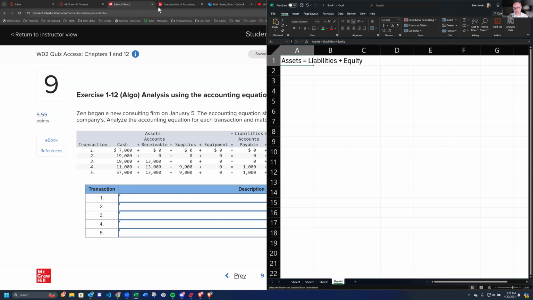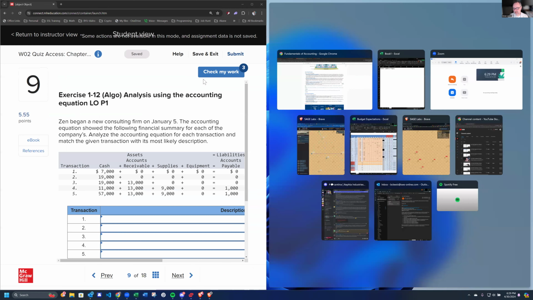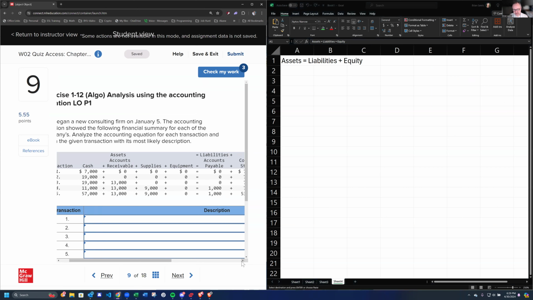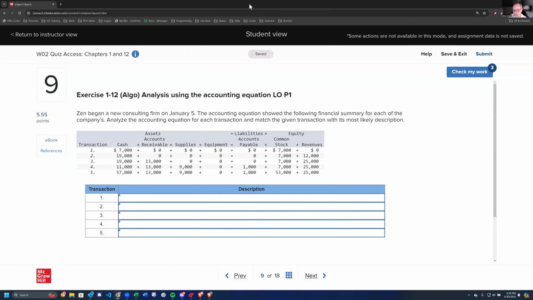And in here, let's move this over just a little bit so we can do it side by side with the Excel. Okay, so side by side. Now, this first one is asking a description of the transaction. So we have 7,000 in cash. Actually, we probably just need to make this bigger. Okay, so 7,000 in cash, 0 in receivables.